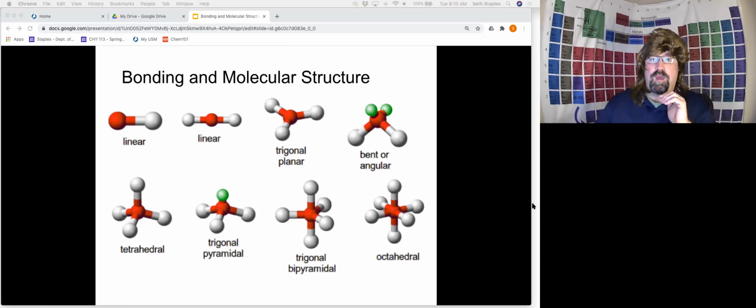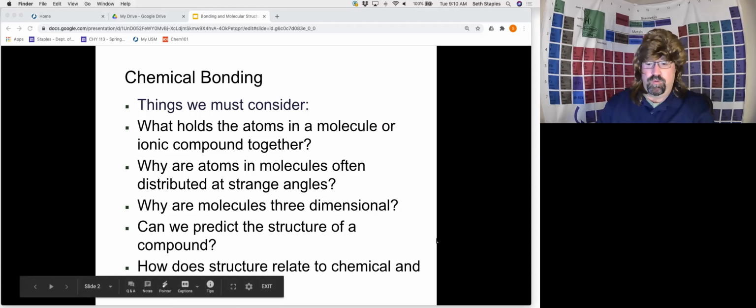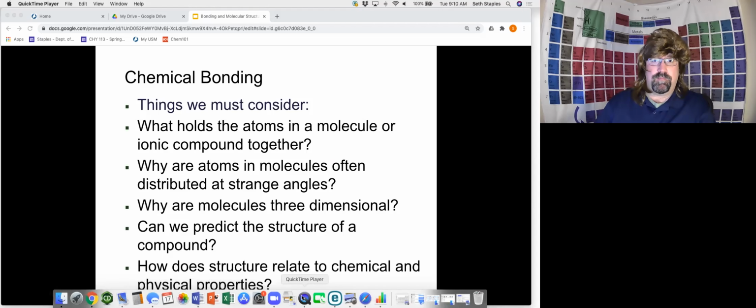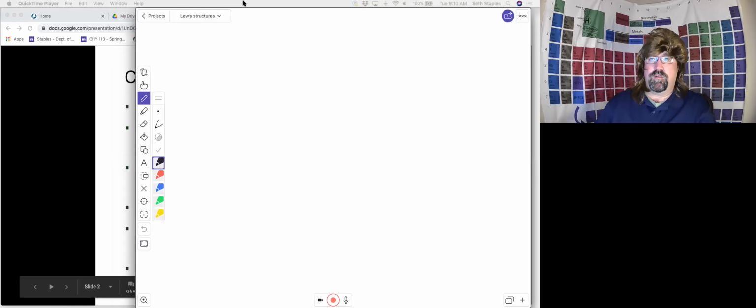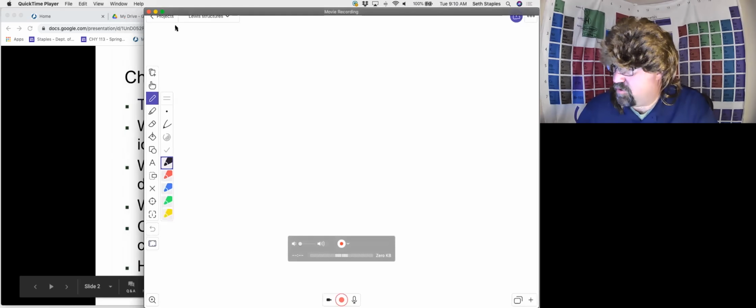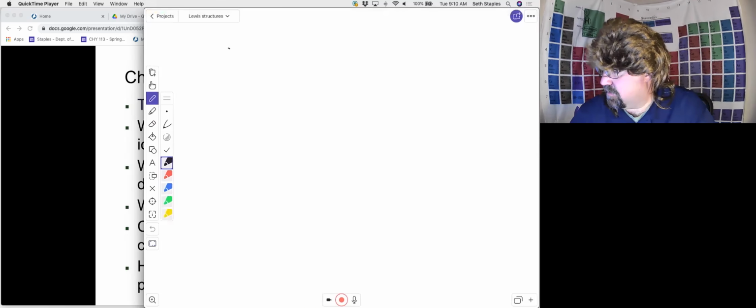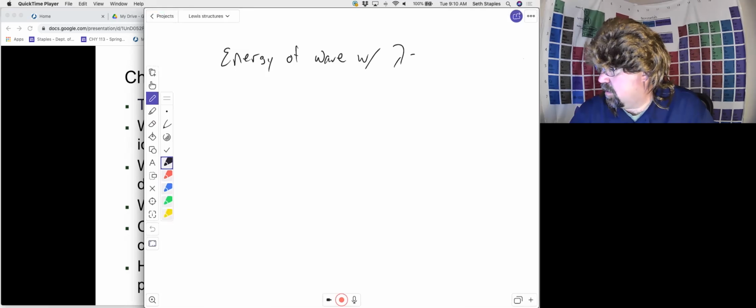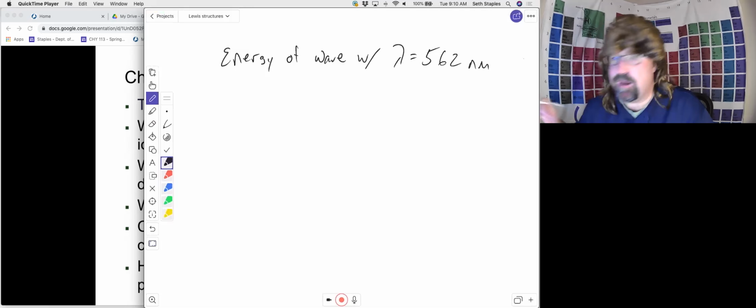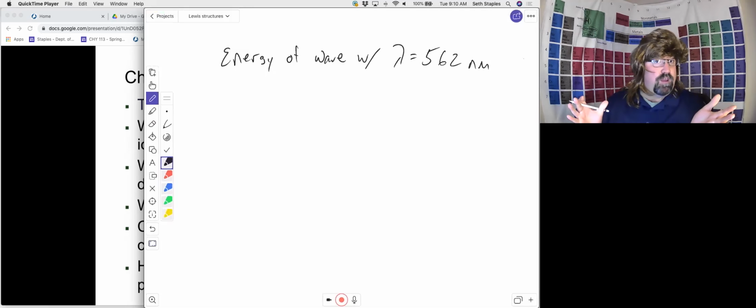And so today we're going to look at using the light equations for your practice problems. And so what I want you to do is let me bring up, here it is, there's our whiteboard. What I want you to do is to go ahead and calculate the energy of a wave with a wavelength equal to 562 nanometers. So go ahead and pause the video now and find the energy of this wave, and then restart the video and we'll go over the answer.